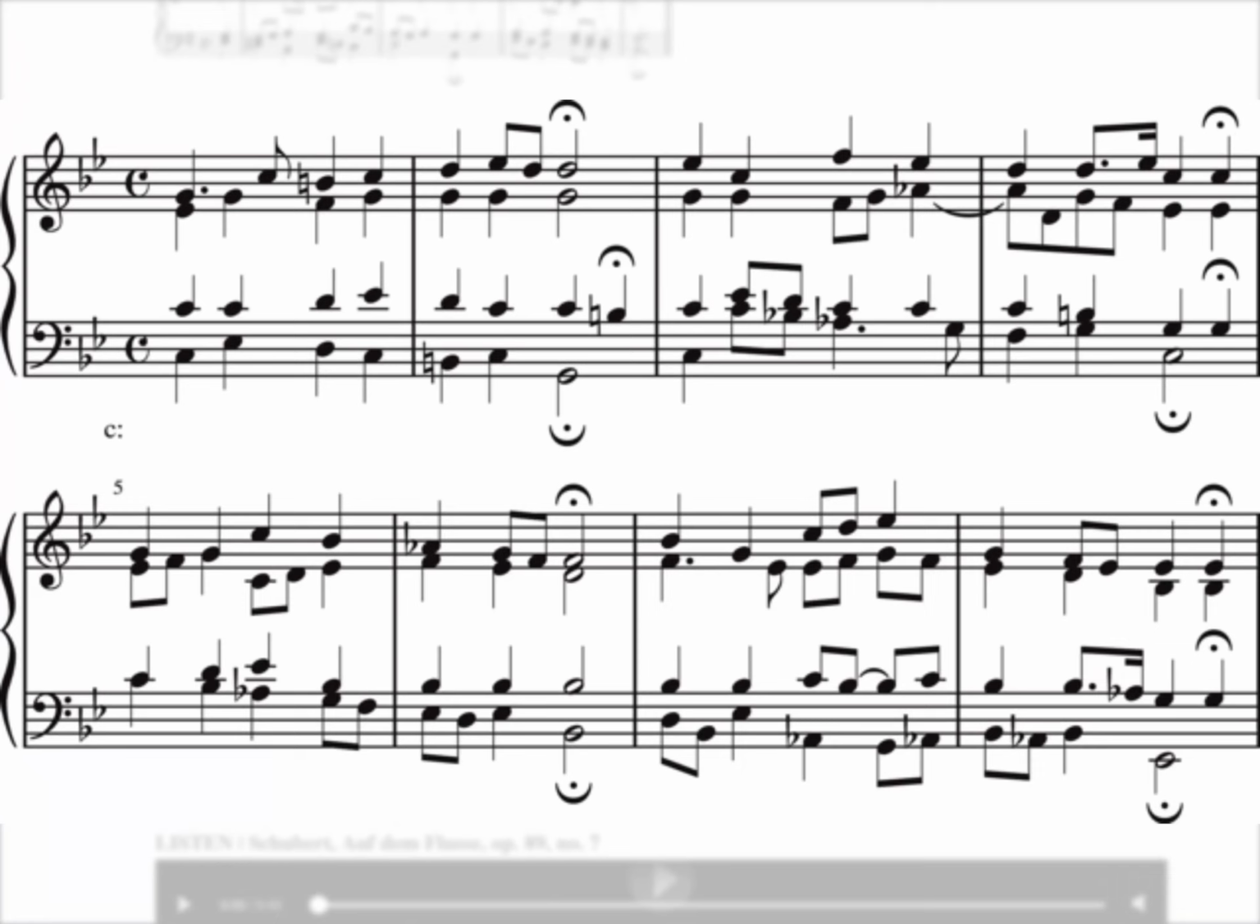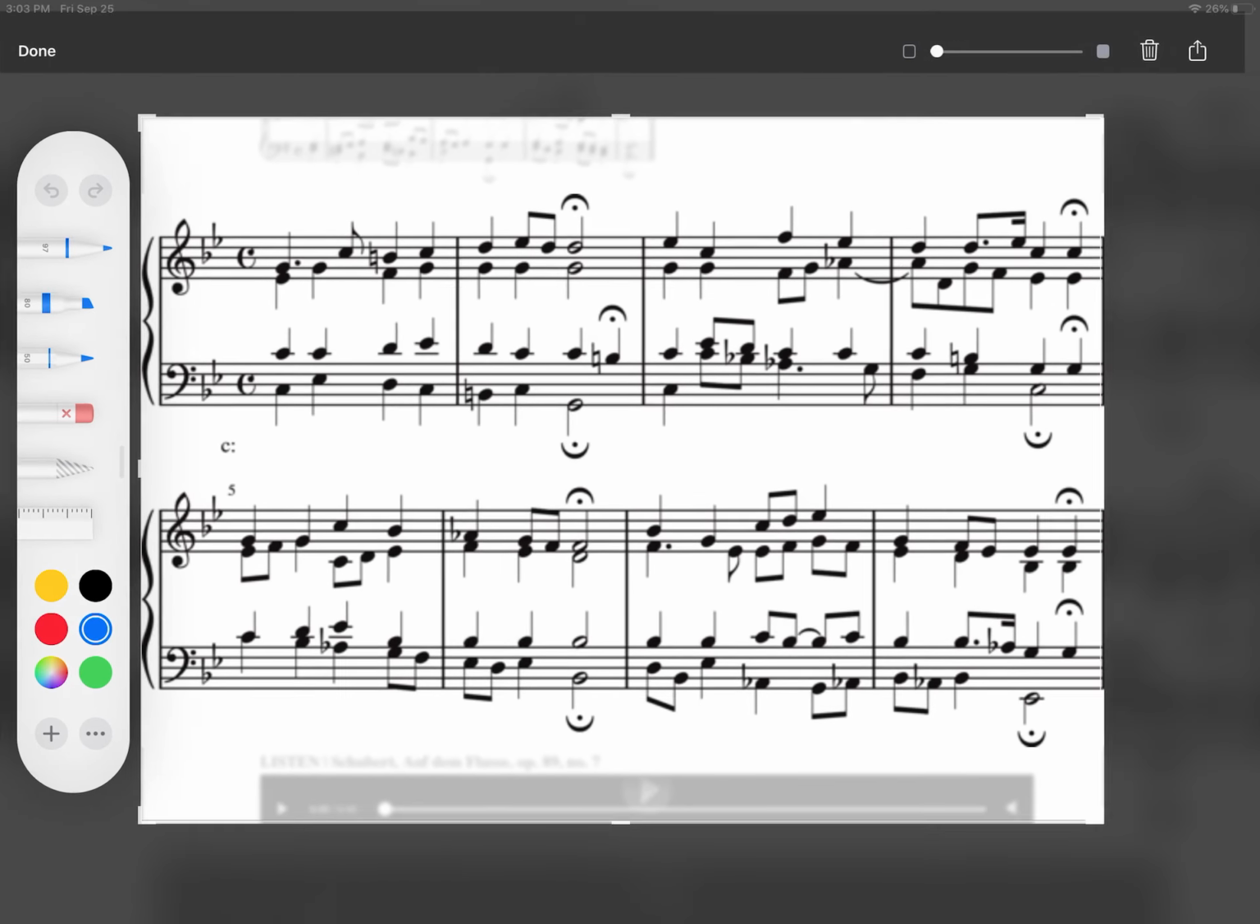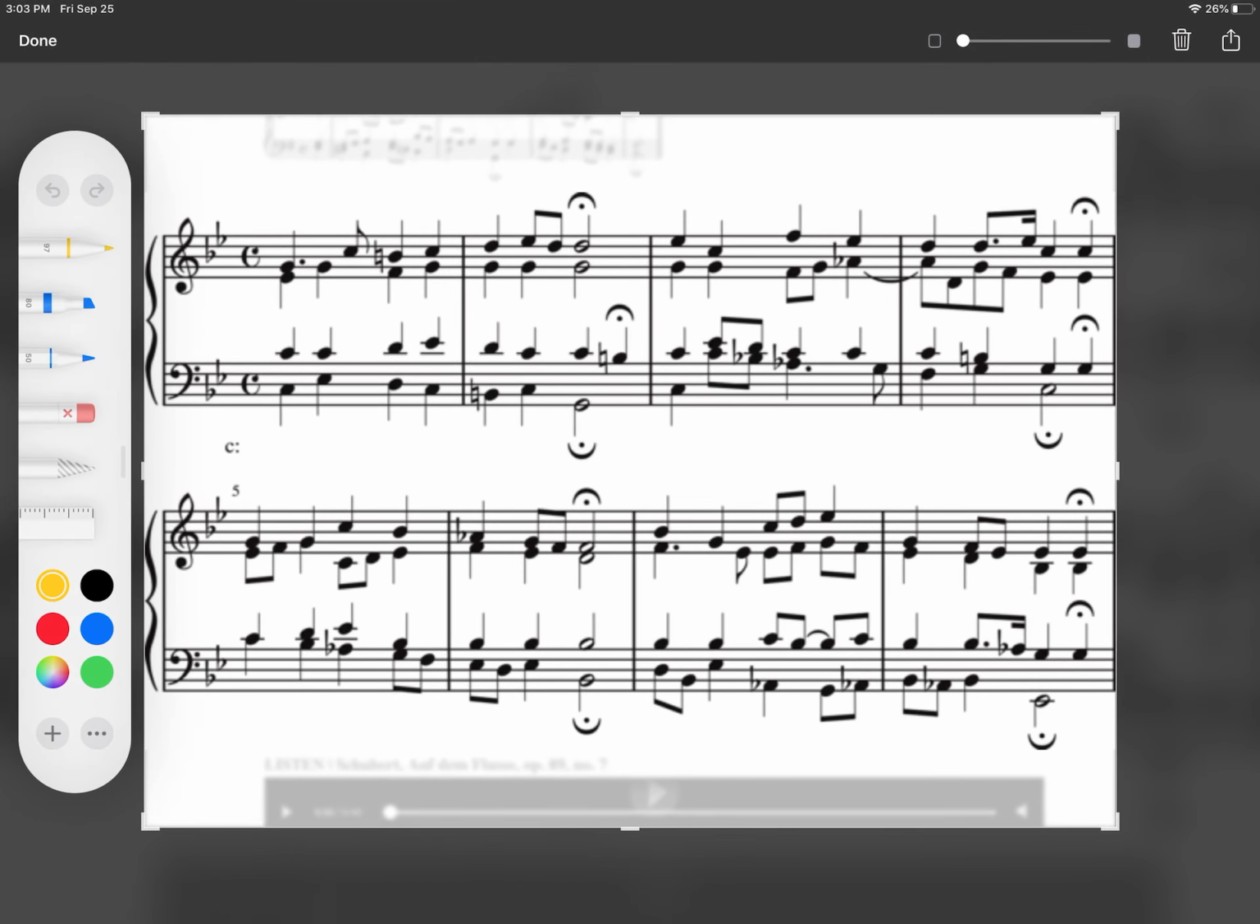Okay, first step. Is there a modulation? Yes. It sounds like it. It looks like it. I think there's a modulation. Okay, can we confirm it with some sort of cadence at the end?